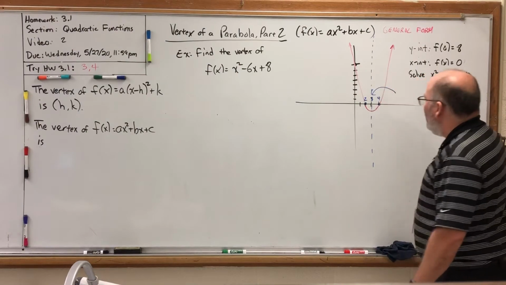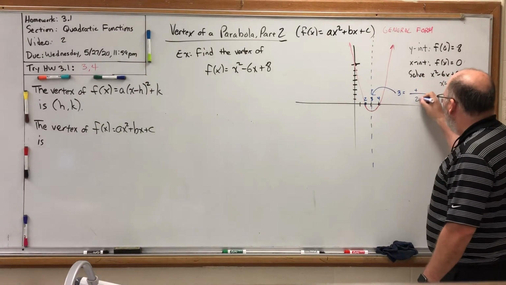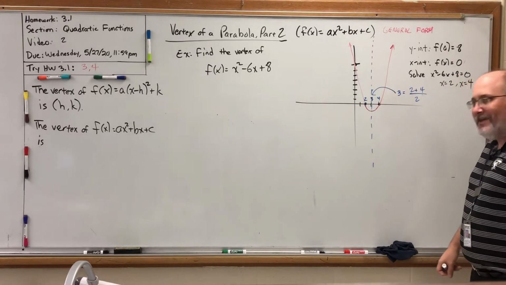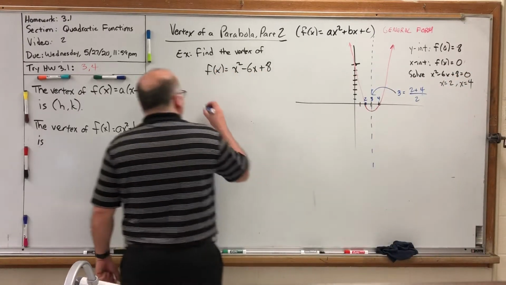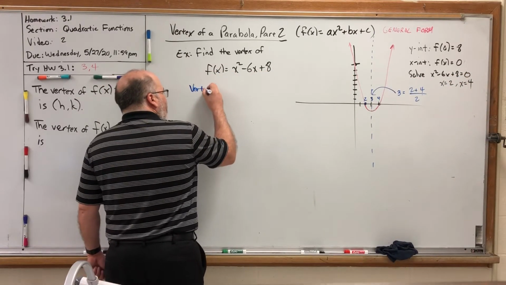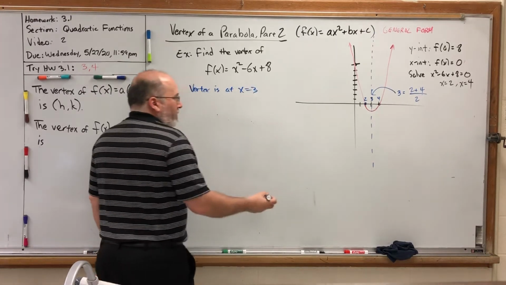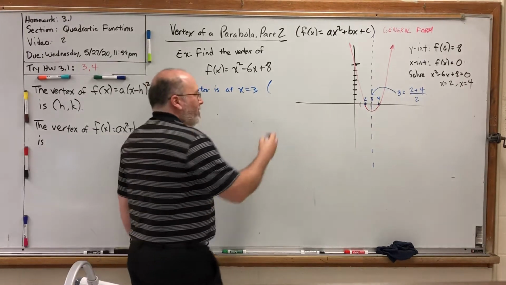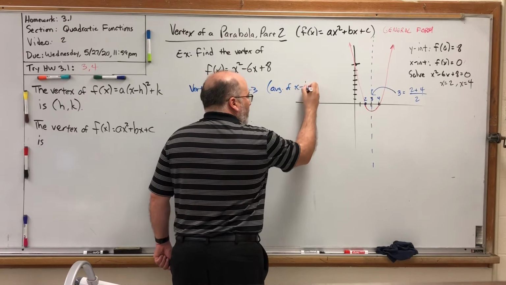So one way we can say that we get the 3 is that 3 was the average of the 2 x-intercepts. If I add 2 and 4, I get 6. Half of 6 is 3. All right, let's go with that for a minute. The vertex is at x equals 3. And again, we're conjecturing that it's 3 because it was the average of the x-intercepts. More on that in a moment.